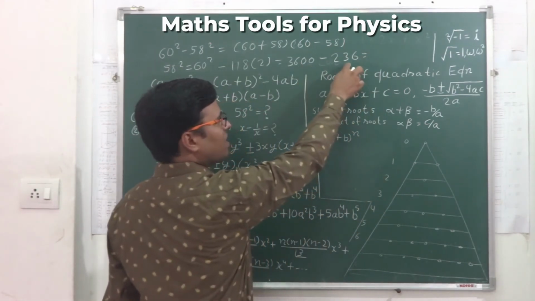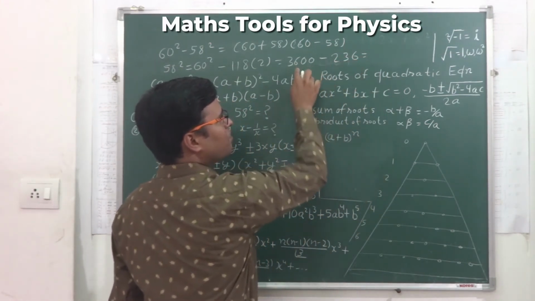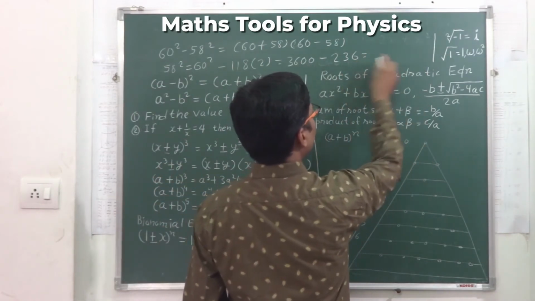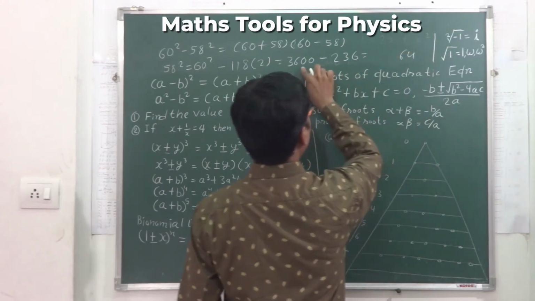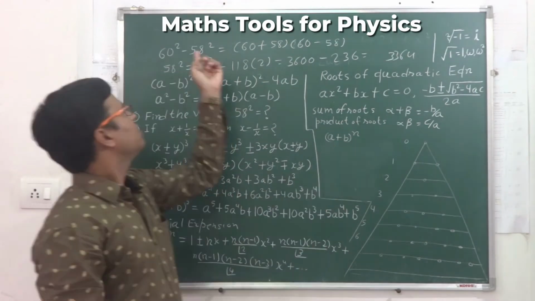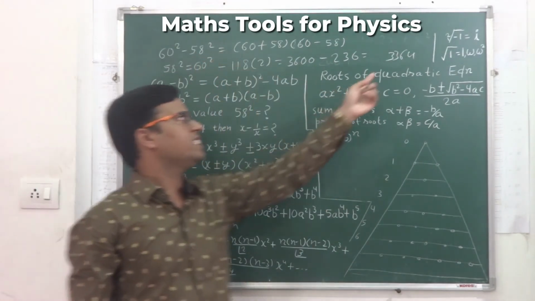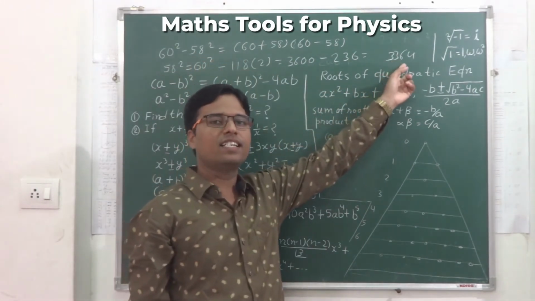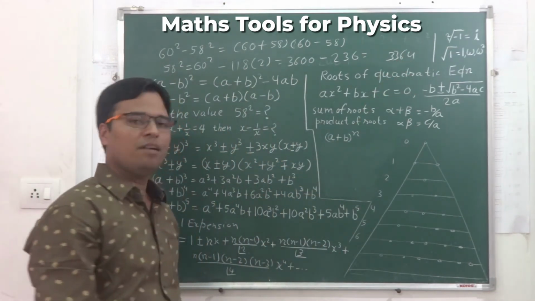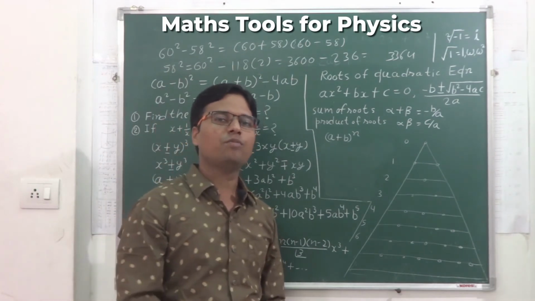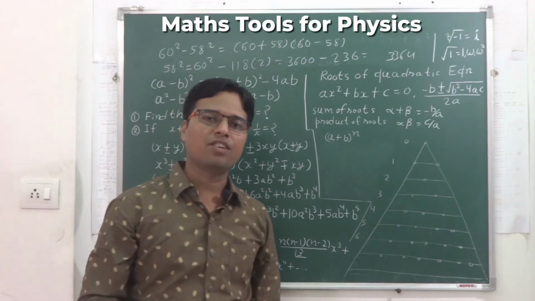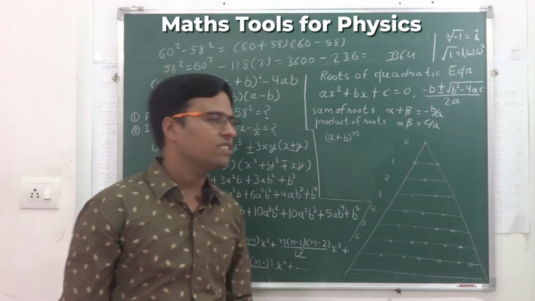So subtract this part from this one, you can easily calculate. So this value 58 square is equal to 3364. You can check it from a calculator also. But try to use your own mind, not calculators, because in exams calculators are not allowed for science students.